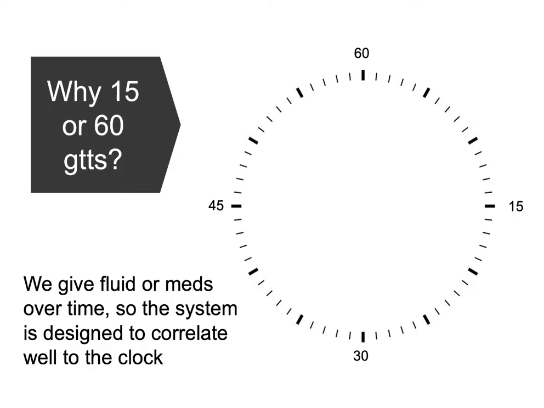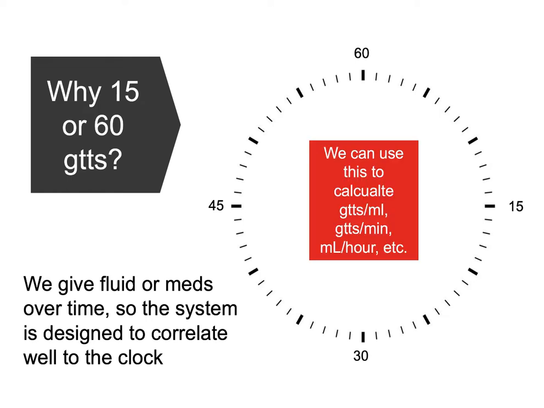So when we talk about 15 or 60 drops, we're giving fluid or we're giving meds over time. So the system is designed to correlate well to a clock. So we're set up to do 15 and 60 because that correlates again as to 60 seconds in a minute, 60 minutes in an hour, and 15s are 1/4 increments of that. We can use this to calculate our drops per milliliter, our drops per minute, our milliliters per hour, etc.